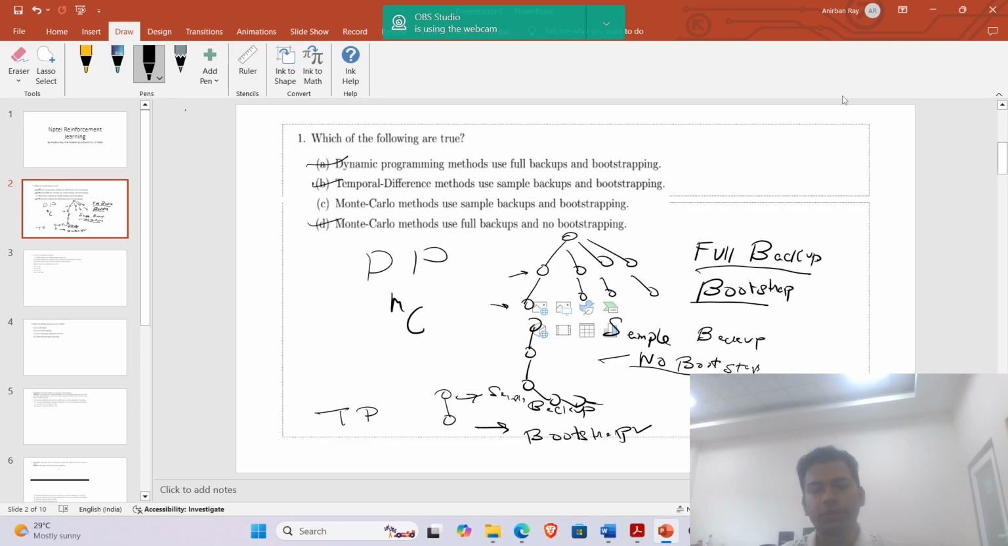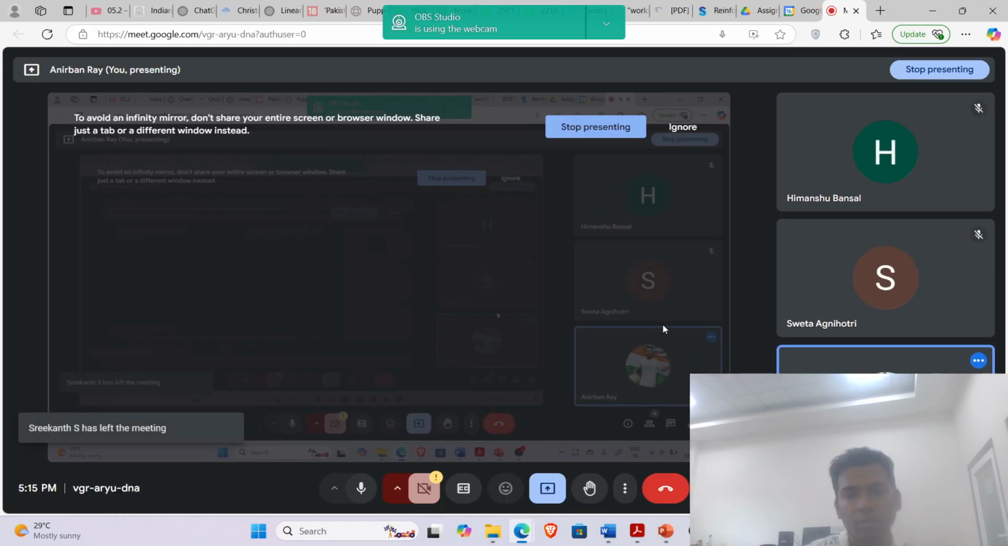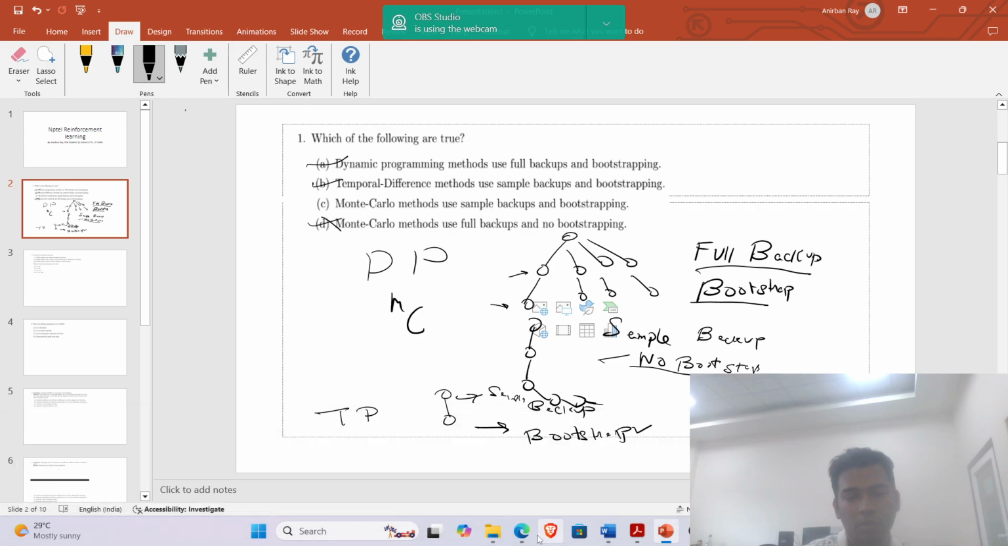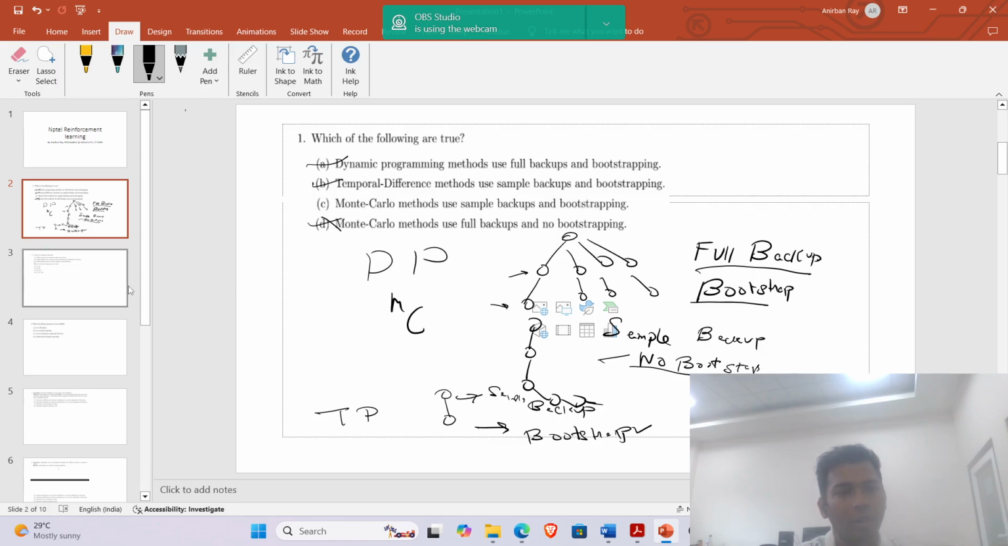Oh, so here we have got it wrong actually. Monte Carlo doesn't use full backup, it uses sample backup and no bootstrapping. So option D is not correct. The answer is A and B. On to the next question. Any doubt here? No doubts. Okay, so moving on.